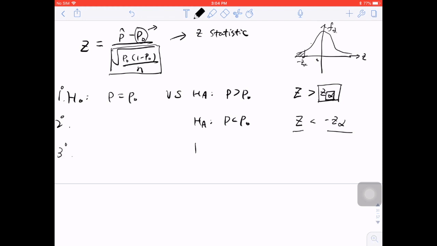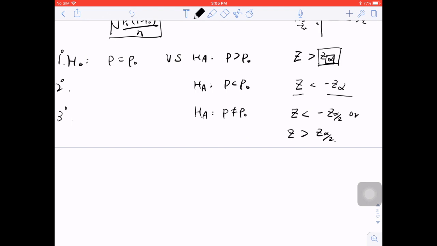So the last case, your alternative hypothesis is p is not equal to p0. In this case, you reject the null hypothesis if your z is smaller than this value or z is larger than this value. Remember, we call this the two-tailed test. Okay, now let's just use this rule to figure out our first example.